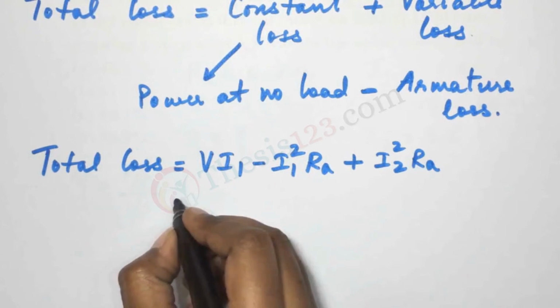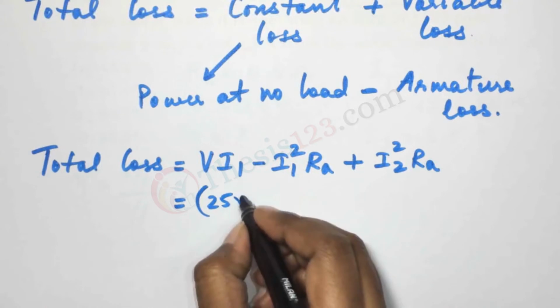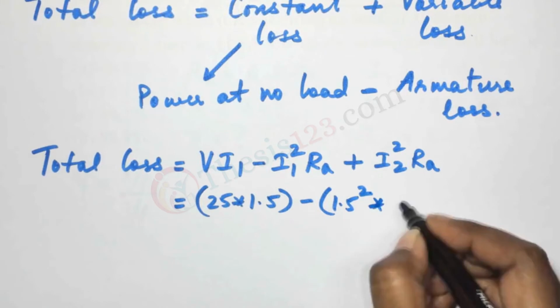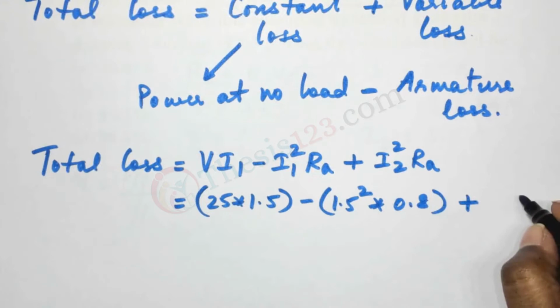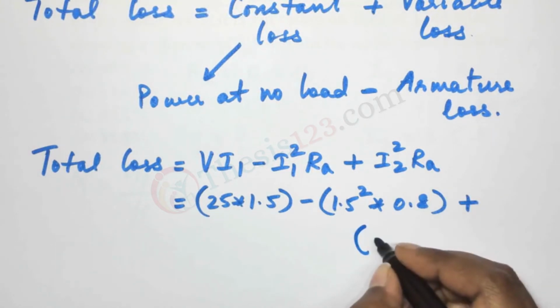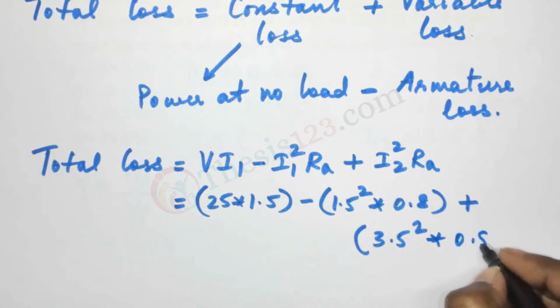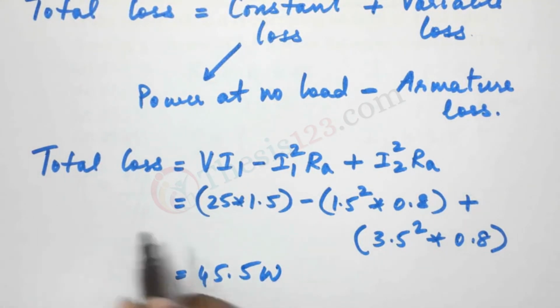Okay. So V times I1, that is 25 into 1.5 minus 1.5 square times 0.8 plus I square R, right? So I square R would be 3.5 square, that's I2, into 0.8. Now when you solve this entire portion, you should get a value of 45.5 watts. Now this is our total loss, 45.5 watts.